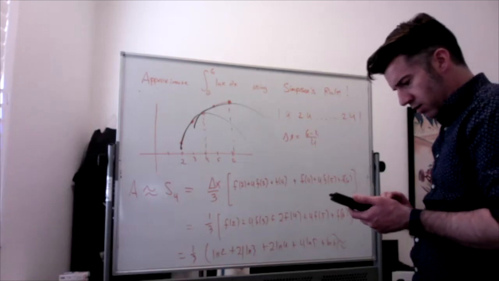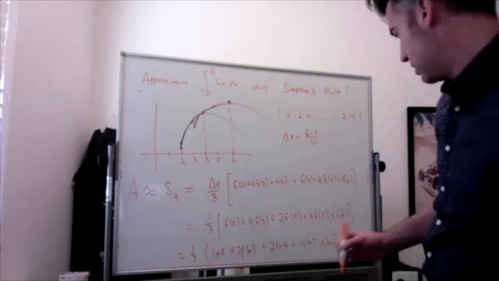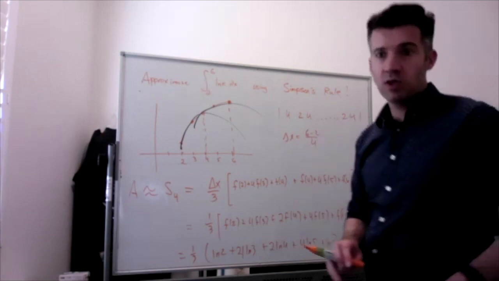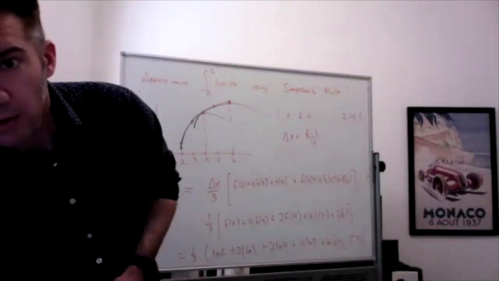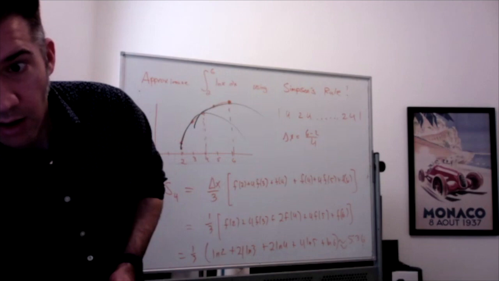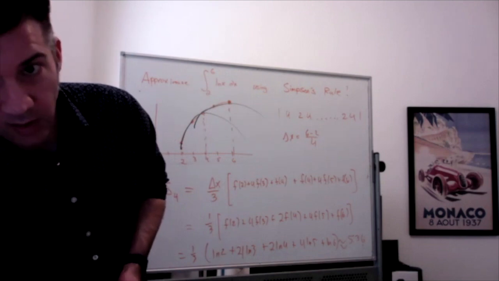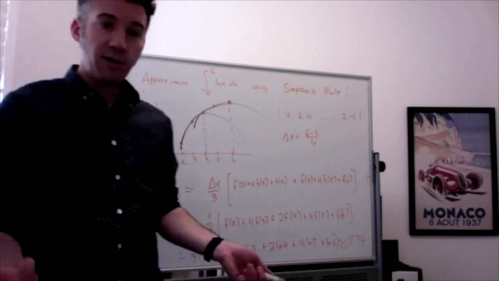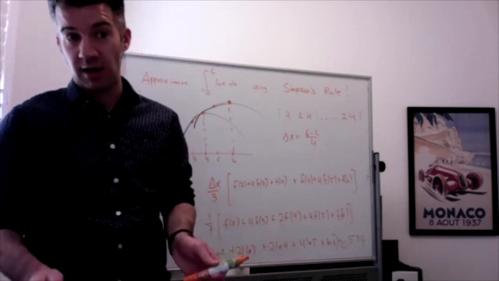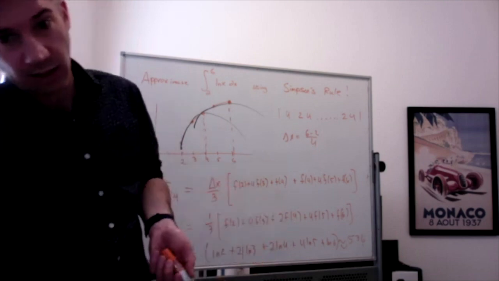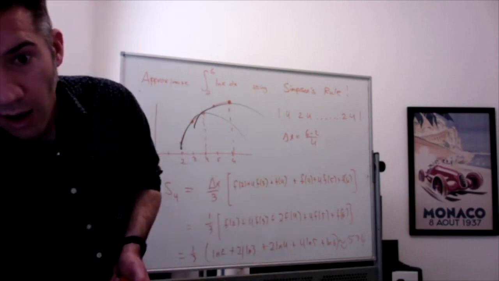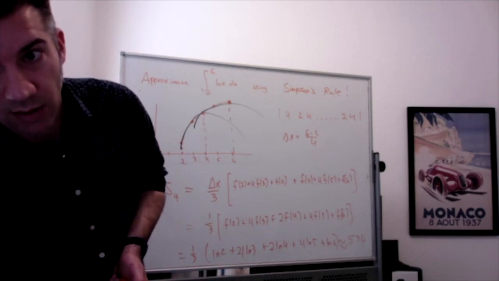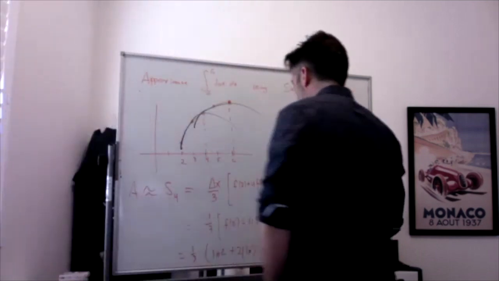Divided by 3, we get approximately 5.36, which is a lot closer to the actual, right? When we calculated the actual natural log, it was about 5.36. So typically Simpson's method is always a better estimator than the trapezoid method, which is kind of good to know.